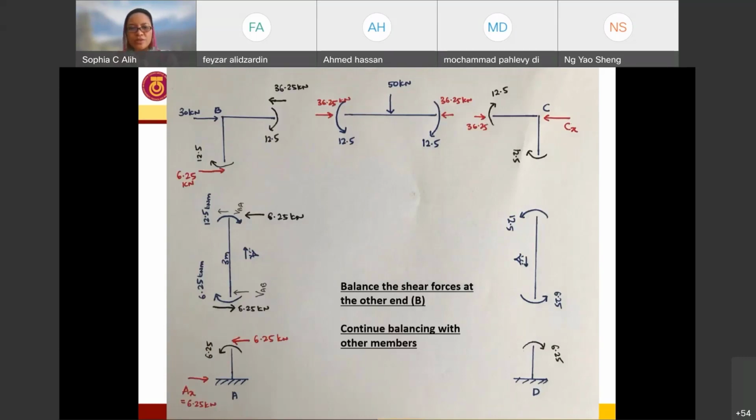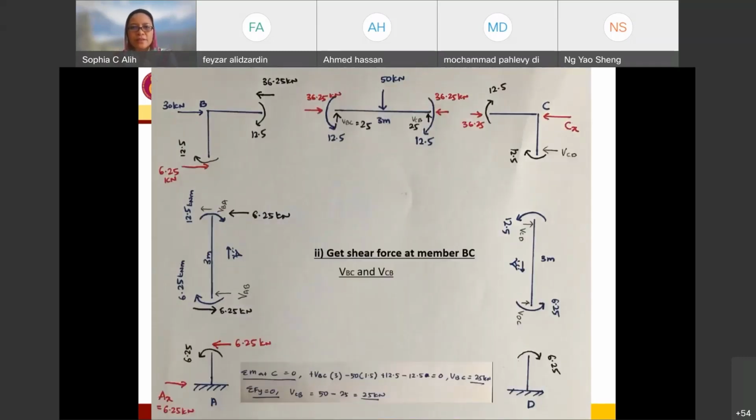Also we have already looked into it just now. After from here we balance it until this side. Okay, balancing at point D, point B. And after that, we need to solve the internal forces for member BC. Okay, so this is our second element, member BC. Now for member BC, again, it is very straightforward. We can get the shear force at member BC using the simple equilibrium equation.